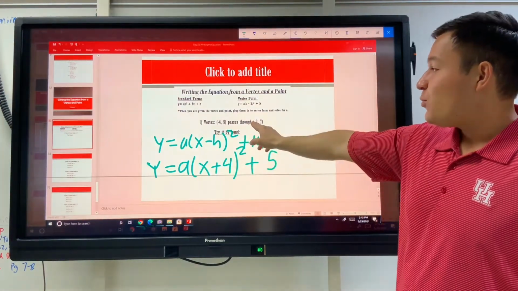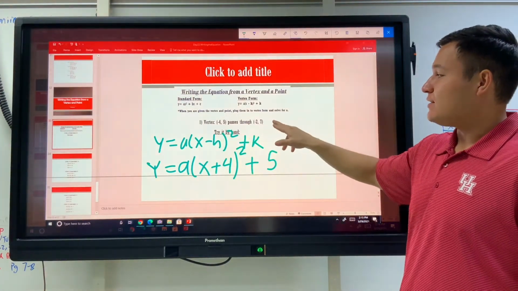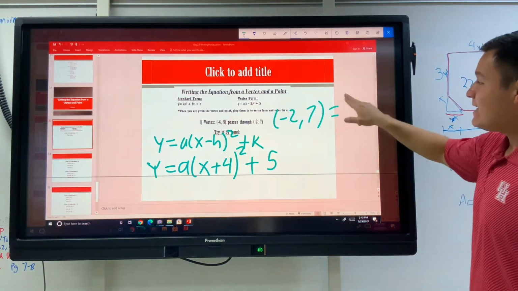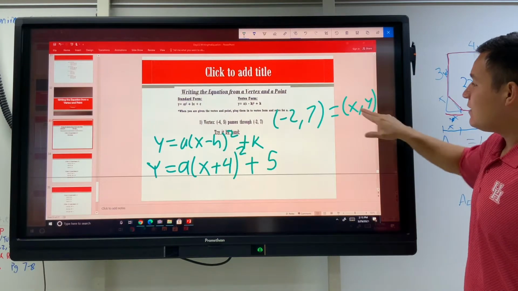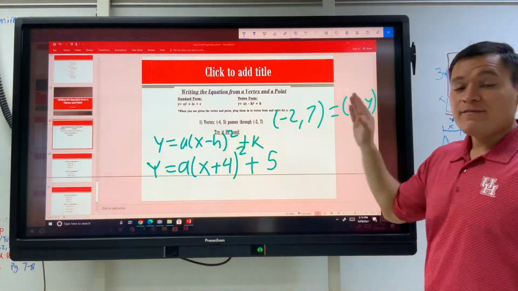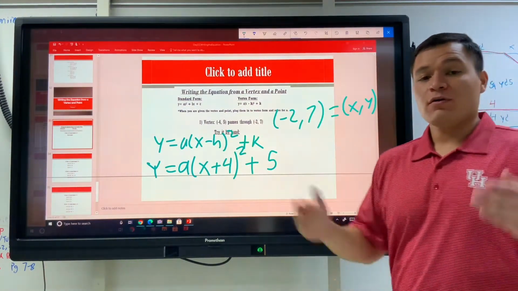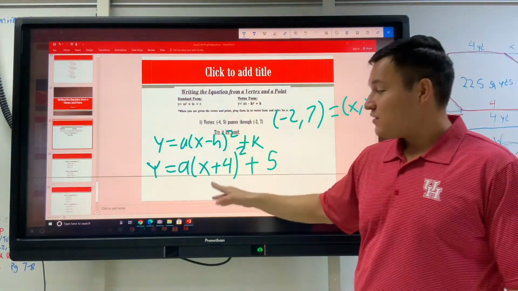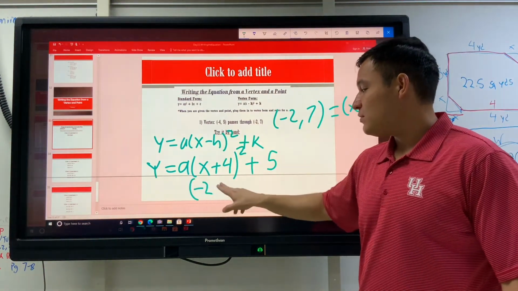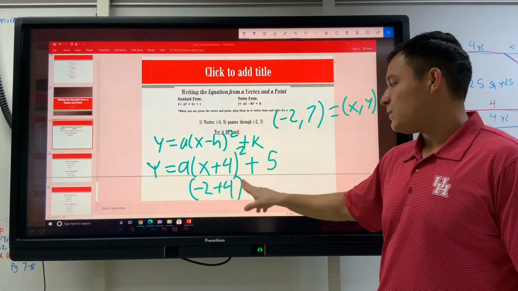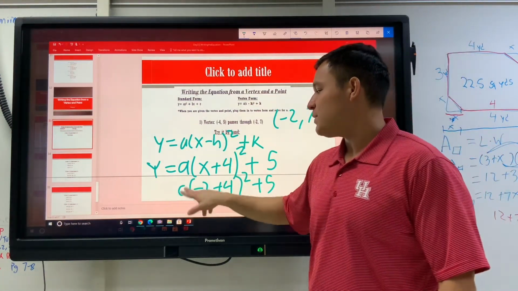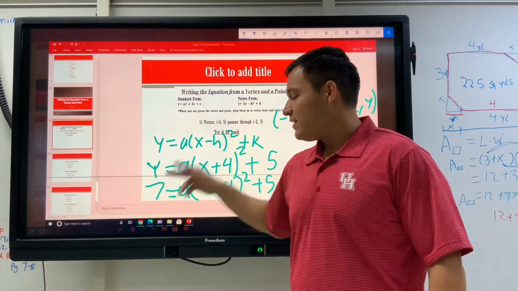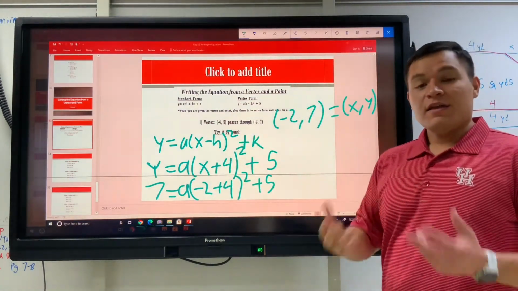So let's take this point, this (-2, 7). That is an x and a y. Those two numbers come from the graph, and the graph is all x's and y's. So this -2 is an x. So let's just put it for x and see what happens. a times (-2 + 4) squared plus 5 equals y, but the y is 7. So we're going to take the 7, throw it in there, and now what we have to do is simplify.